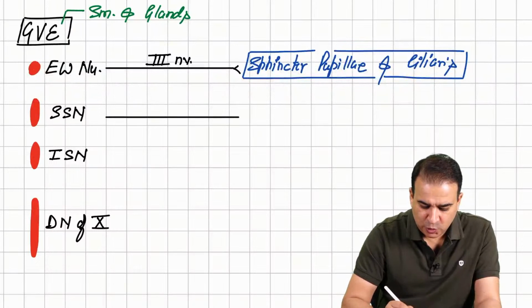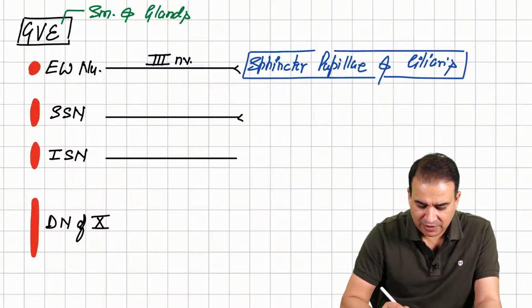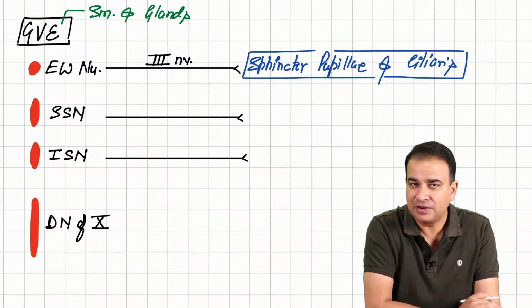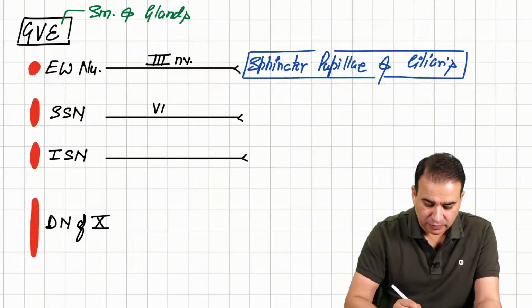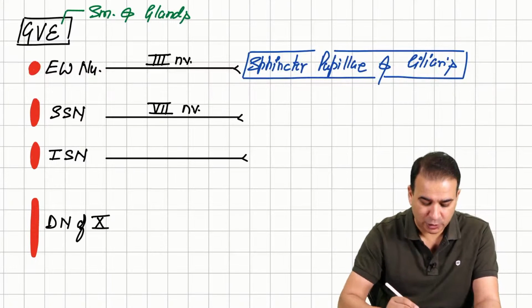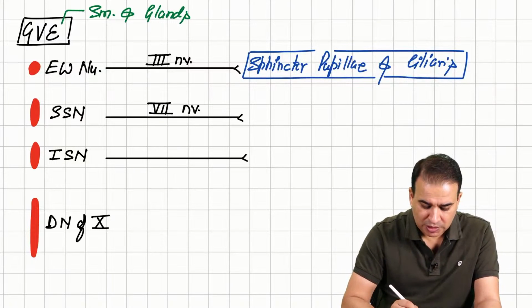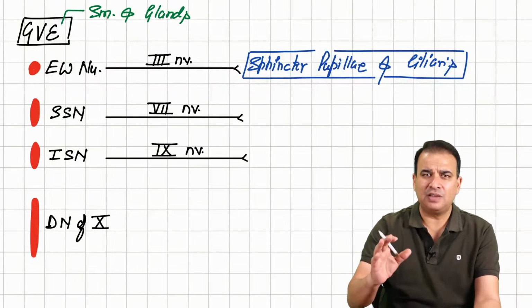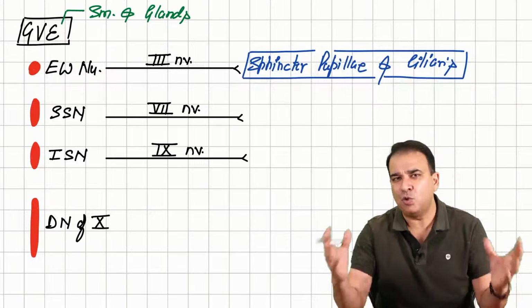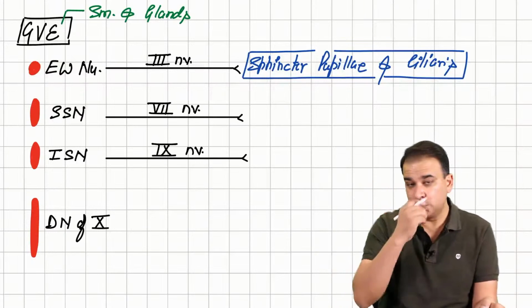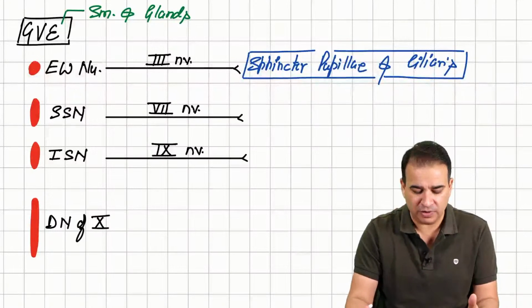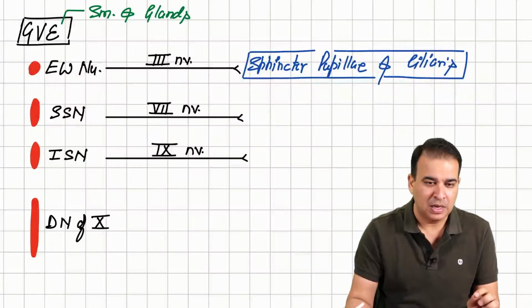Superior salivatory nucleus and inferior salivatory nucleus. Guys, the superior salivatory nucleus is a nucleus for the facial nerve. When I discuss the facial nerve with you, I'll discuss this in more detail. And the inferior salivatory nucleus is one of the nuclei of the ninth nerve. There are multiple nuclei for the facial nerve, and we have multiple nuclei for the ninth nerve. Superior salivatory is a nucleus for the facial nerve and inferior salivatory is one of the nuclei for the ninth nerve.